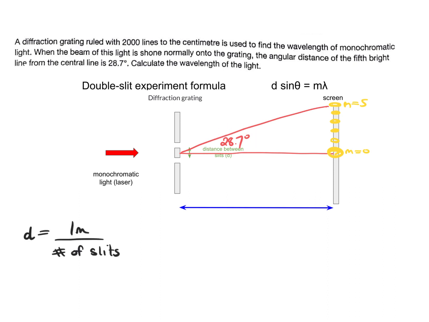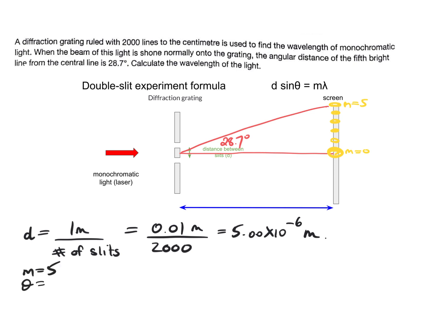So we firstly need to find the distance between each pair of slits on the diffraction grating. So we need it in number of slits per meter. We get 1 meter divided by the number of slits in 1 meter. In the data given, we had 2,000 slits for every 1 centimetre, which is 0.01 metre. So the distance between each pair of slits on the diffraction grating is 5 times 10 to the power of minus 6 metres. Now writing down what we know: m equals 5, theta equals 28.7 degrees, and we're trying to find lambda.